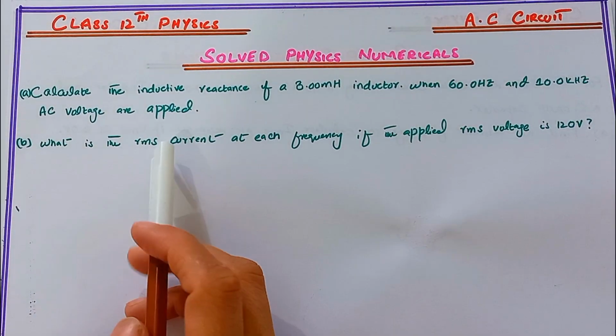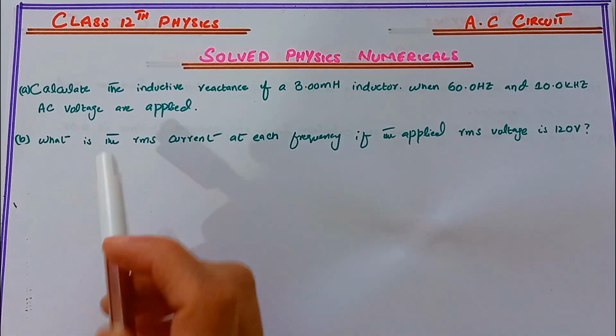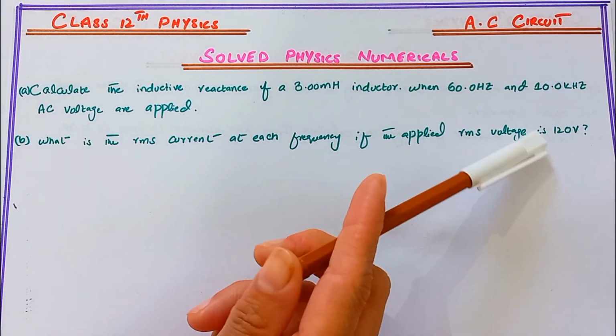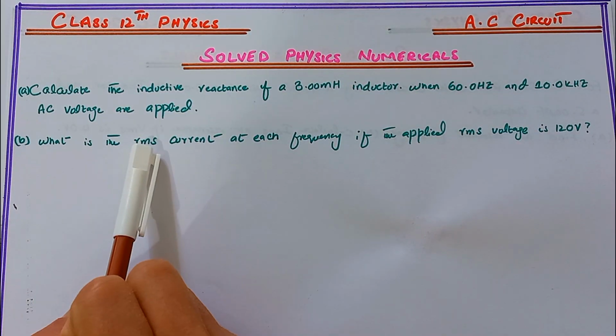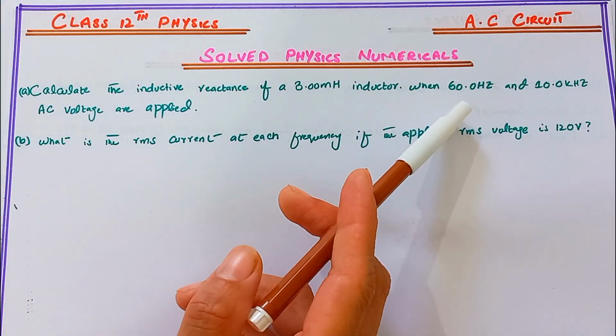Here we solve the numerical that is related to the chapter AC circuit. The numerical given is: calculate the inductive reactance of a 3 millihenry inductor when 60 Hz and 10 kilohertz AC voltage are applied through the inductor. Calculate the inductive reactance at both frequencies, 60 Hz and 10 kilohertz.